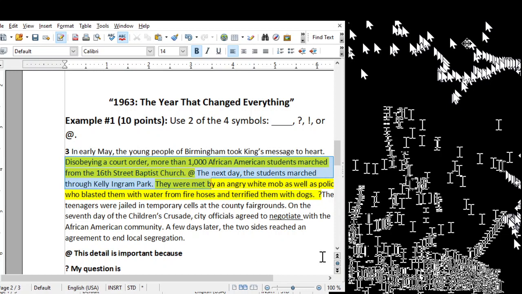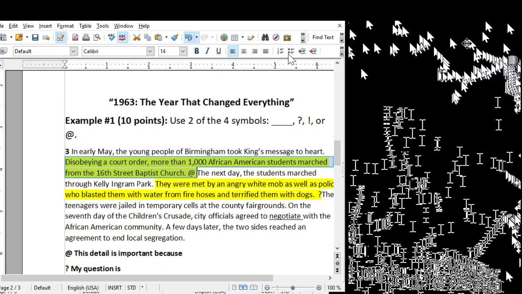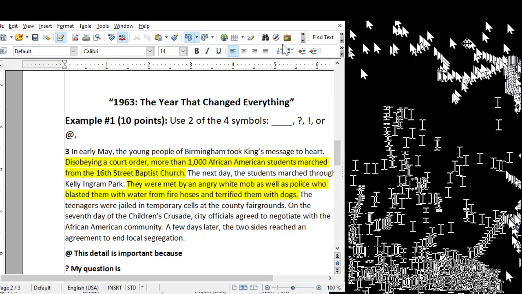So let me take all this stuff away, because I just did that as an example. Let me take all this stuff away and return it back to its original text. Okay. So this is what it's going to look like.